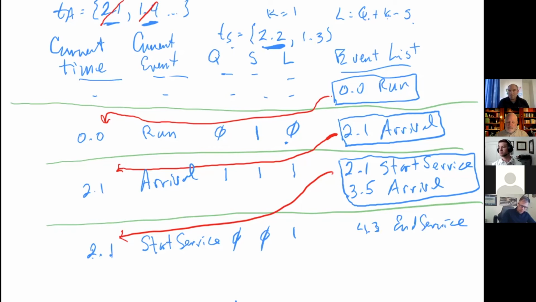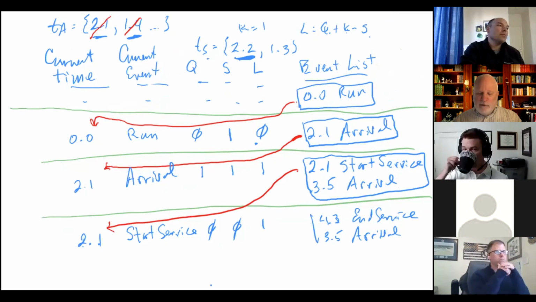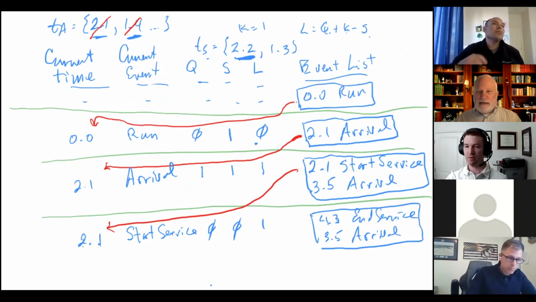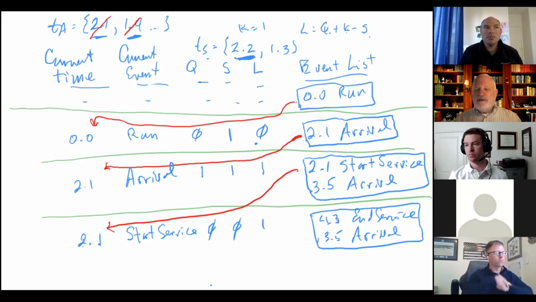Okay, now remember, we have removed start service, but we have not removed arrival. So that is still there. A very important thing is that when we remove an event, we just remove one, that's it. The rules are very strict. Events can't just magically appear and disappear. They can only appear when they're scheduled. They can only disappear when they actually occur.